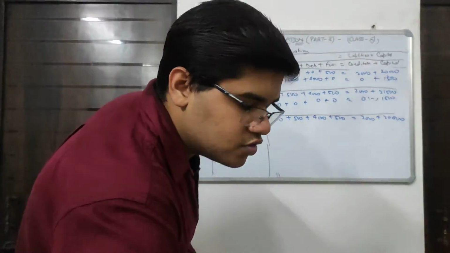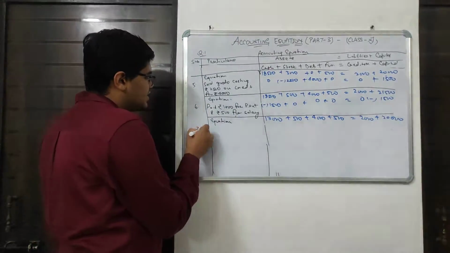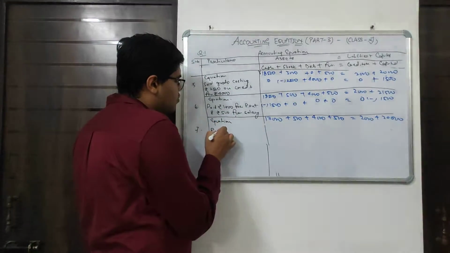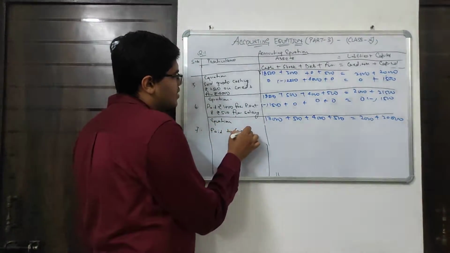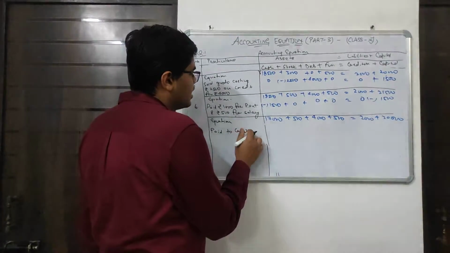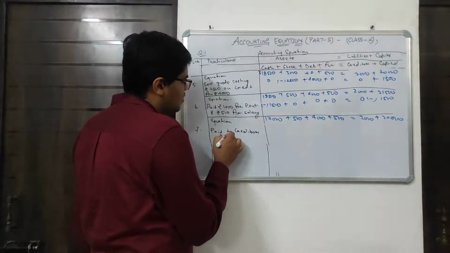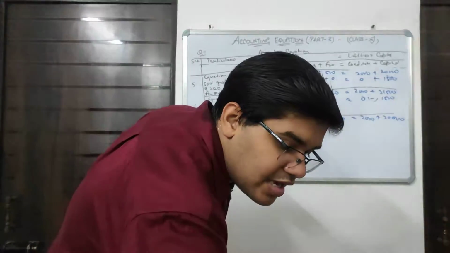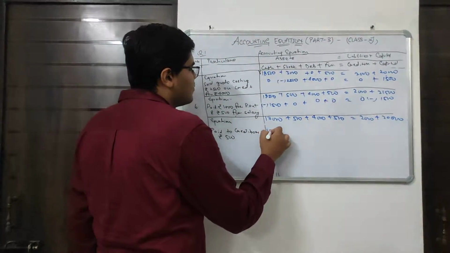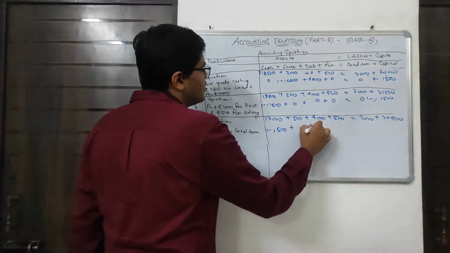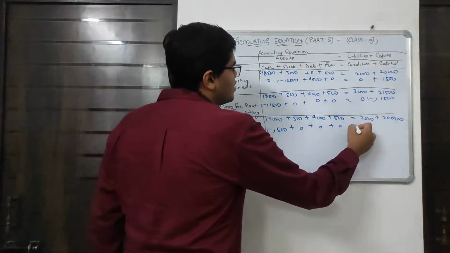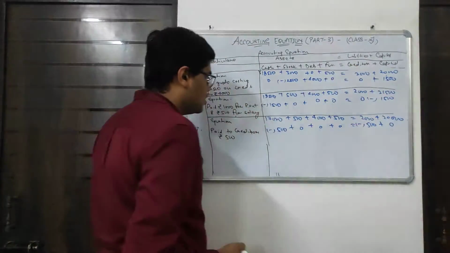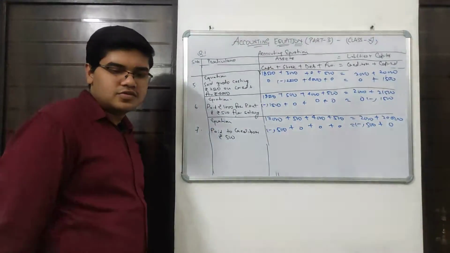Now moving on to the seventh transaction. What does the seventh transaction say? The seventh transaction states that paid to creditor rupees 500. Since we are making the payment to creditor, first of all the cash will decrease by 500, and second, 500 will also be deducted from creditor. So this transaction gets affected. Hope it is clear to you.